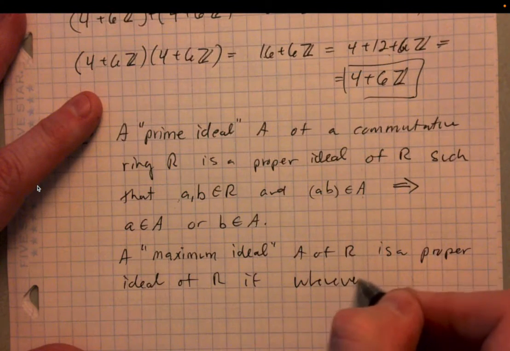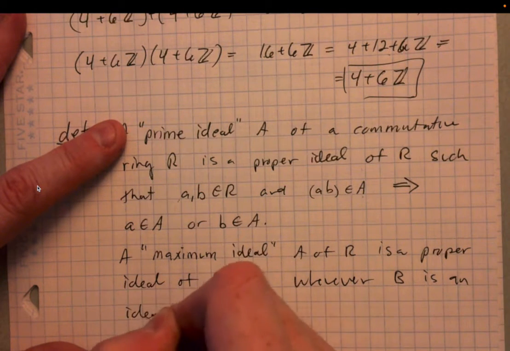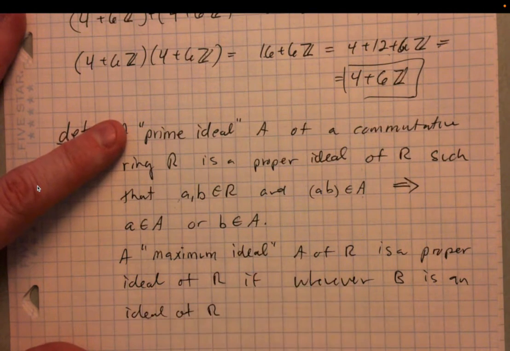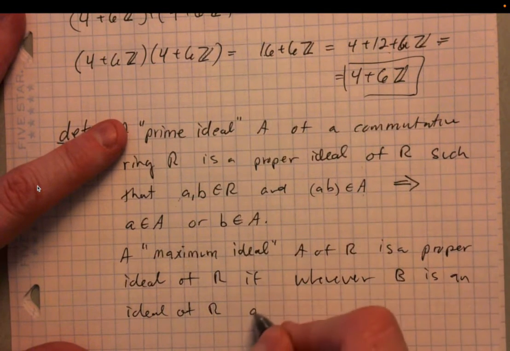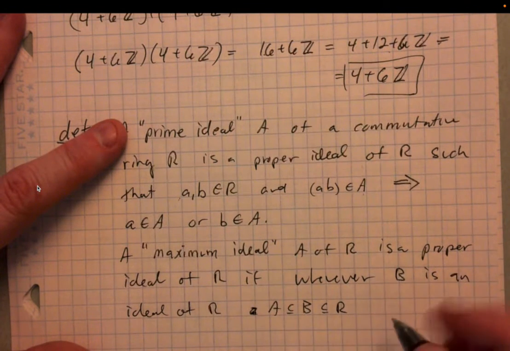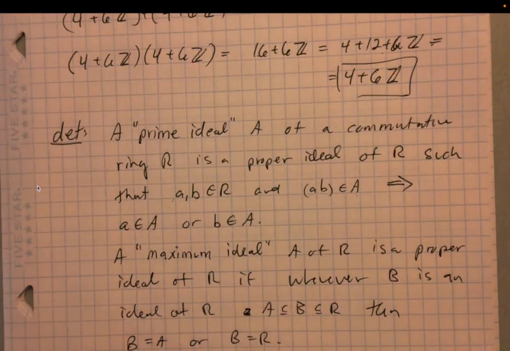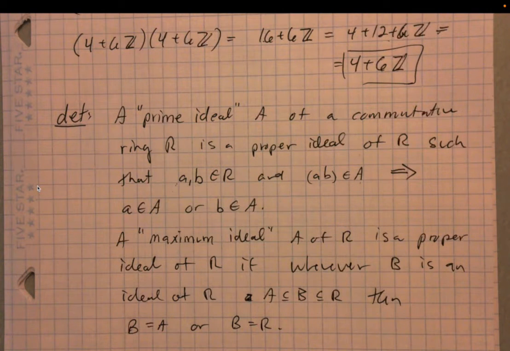whenever B is an ideal of R, with A a subset of B being a subset of R, then B is equal to A or B is equal to R, right? So the only ideal that properly contains a maximal ideal, like the largest ideal you can have, would be the entire ring. Okay. So that's the idea behind a maximal ideal.